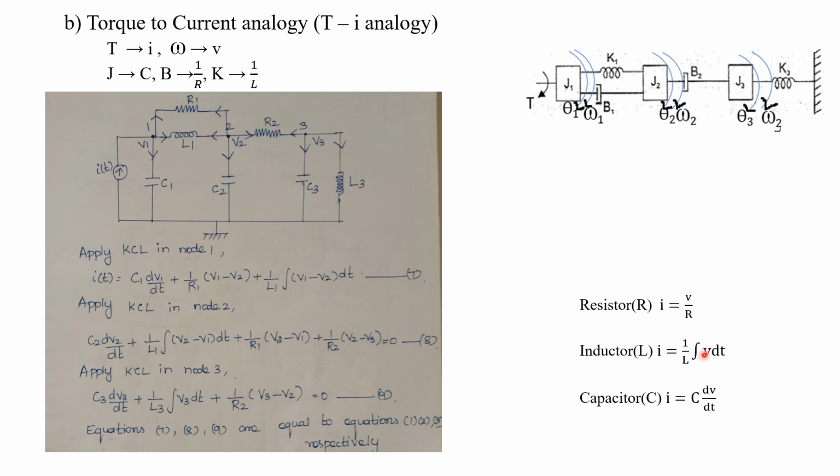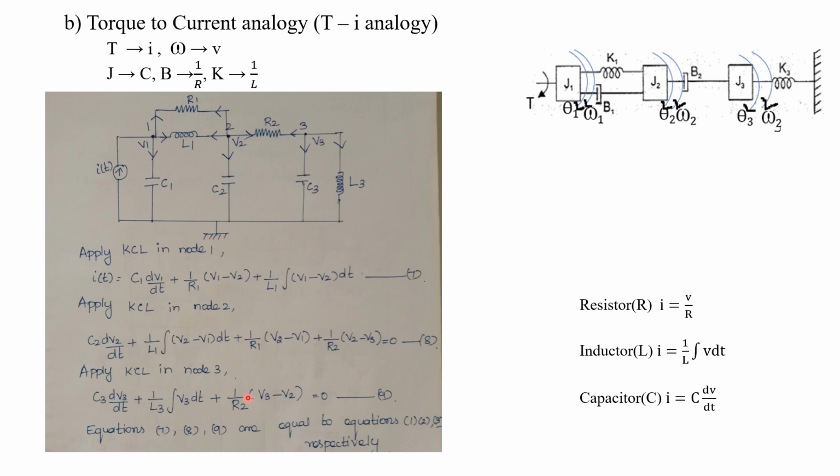Then what about the current flowing through this L3? 1 by L into integral V dt. That is 1 by L3 into integral of, what about the voltage drop across L3? V3 minus 0, because this is a ground potential. V3 minus 0, that is nothing but V3 dt. Now we can consider this R2. The current flowing through the resistor R2 will be V by R, or 1 by R into V.